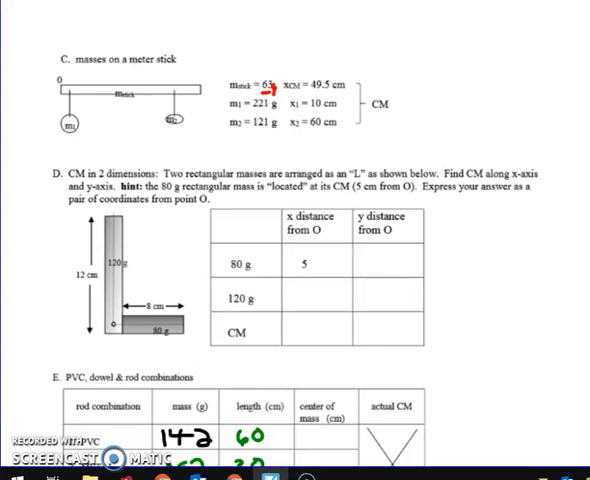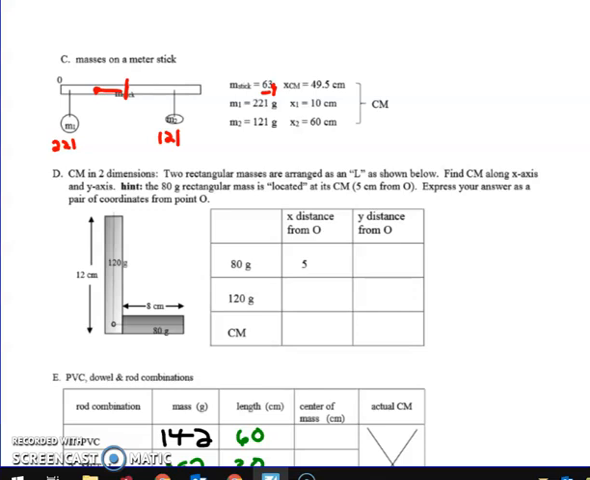I want to find the center of mass of my system. In other words, where could I put my finger such that if I place my finger there, the whole system would be in balance? That's one way of looking at the center of mass. We expect it to be somewhere between these two masses. This is the 221 gram mass. This is the 121 gram mass. So we wouldn't necessarily expect it to be halfway between the two right here. We expect it to be skewed more towards this one.